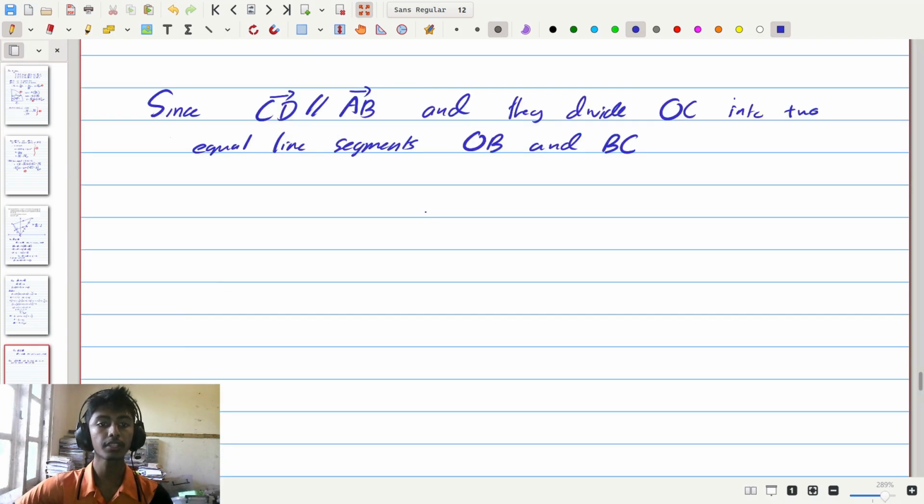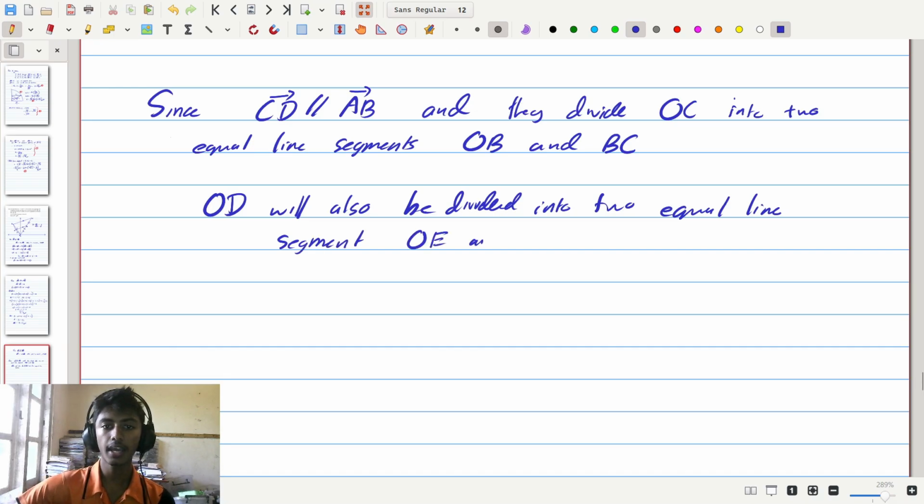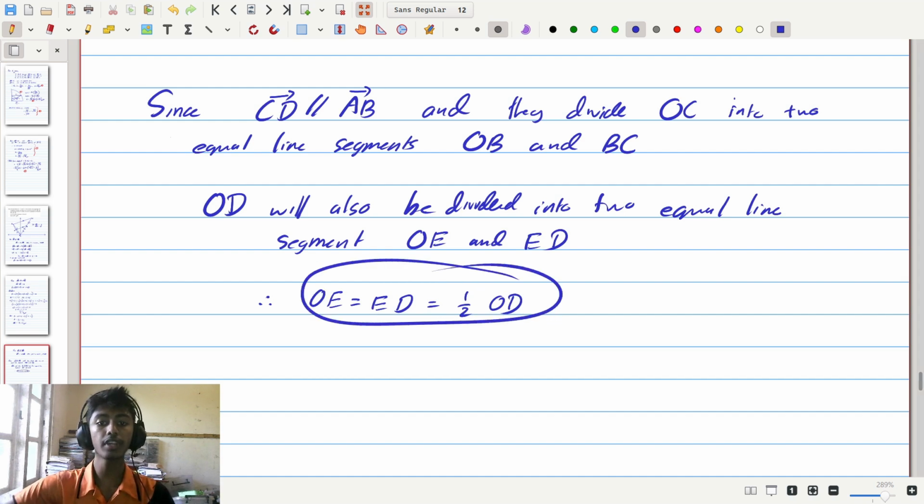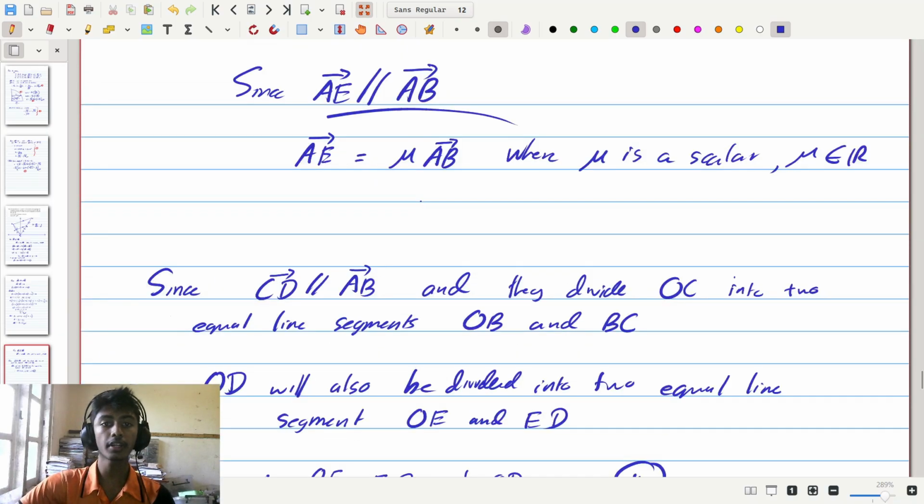So therefore, the other line, which is OD, will also be divided into two equal line segments, and the two relevant line segments in that situation are OE and ED. So we can say therefore OE is equal to ED is equal to 1/2 of OD, since both of them added together are equal to OD. We can actually use this later, and I'm going to call this equation number 4. I'm calling it equation number 4 because from up here, we could create another equation, equation number 3.